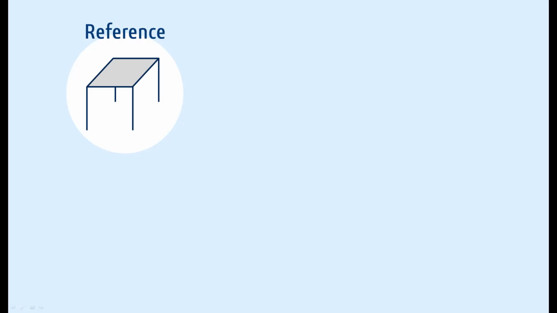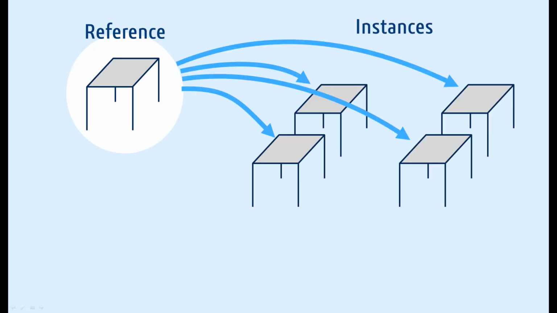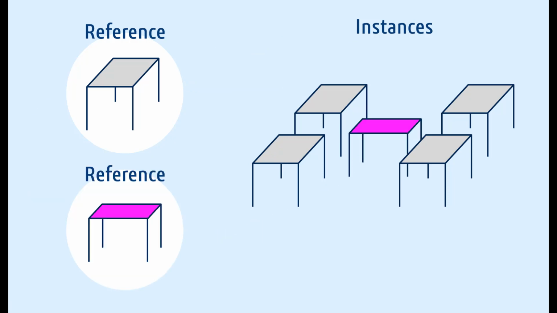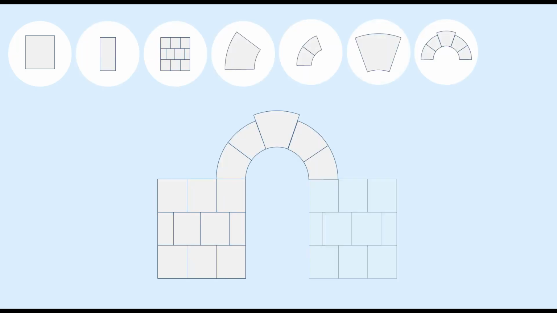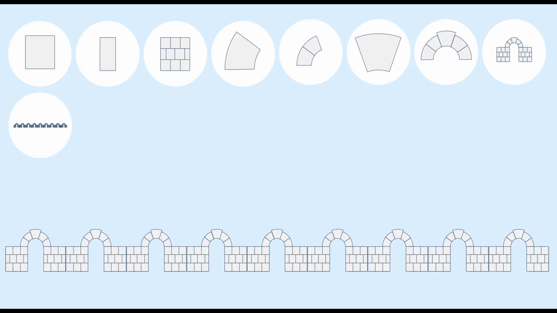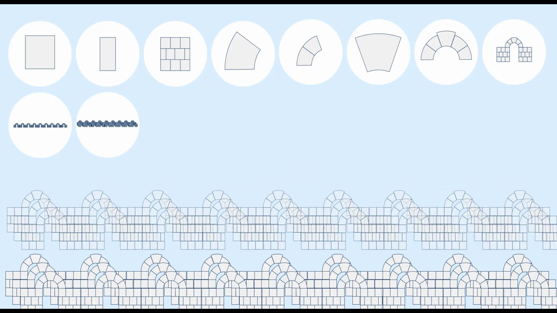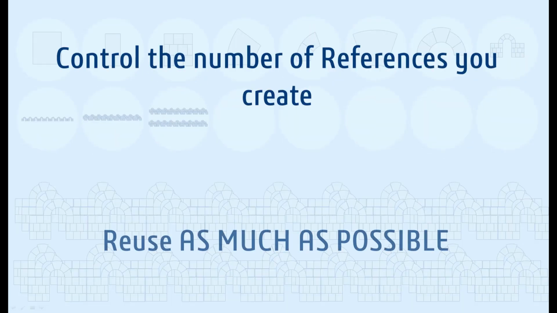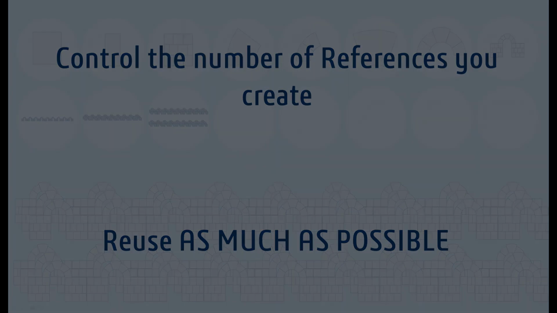To summarize, we created a first reference of table and reused it 4 times, then created another reference of table and reused it once. In this other example, you can see how a minimum number of different references can quickly create a detailed model, provided you reuse items efficiently. And this is a key rule to remember. Control the number of references you create and reuse them as much as possible.